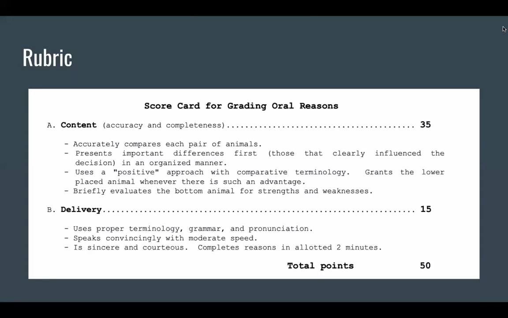Be sincere and courteous. And your reason should take about 2 minutes if you're talking about a cow class. They should take about 1.5 minutes if you're talking about heifers. Altogether, your points equal 50. So that's the highest you can get is 50.